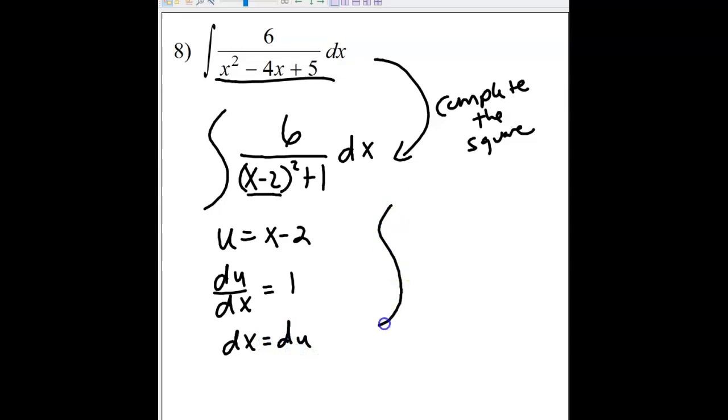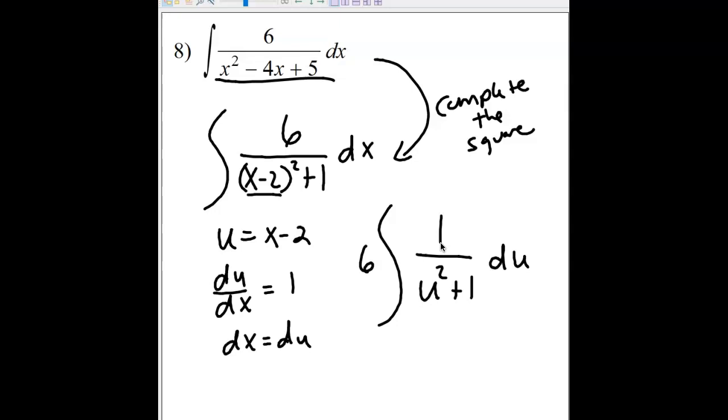So now my integral will look like this: 6 over u squared plus 1 du. And once again, we don't like that 6 there in the top, so I'm going to go ahead and take it off of the top and move it to the front, like that. And now you guys can see more clearly that that's an arctangent problem. So you complete the square, and then it's an arctangent problem after that.